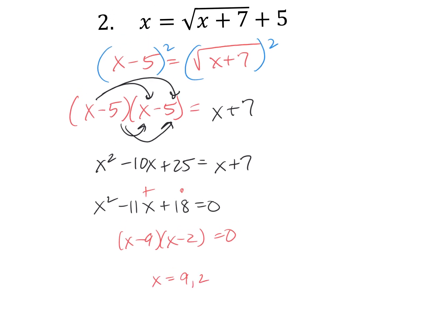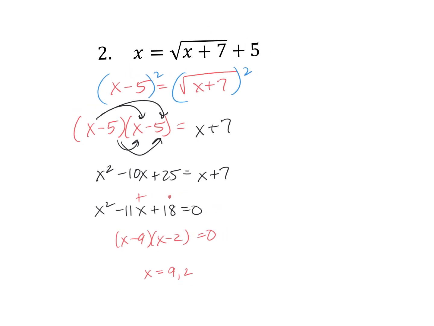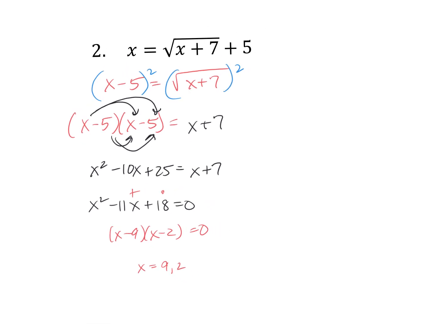9 and 2. Should we double check those? Probably. If x is 9, what's 9 plus 7? 16, square root of 16? 4 plus 5 is 9, and that's what that x was. What about a 2? 2 plus 7? 9, square root? 3 plus 5? Does 8 equal 2? No, we got to cross that guy out.